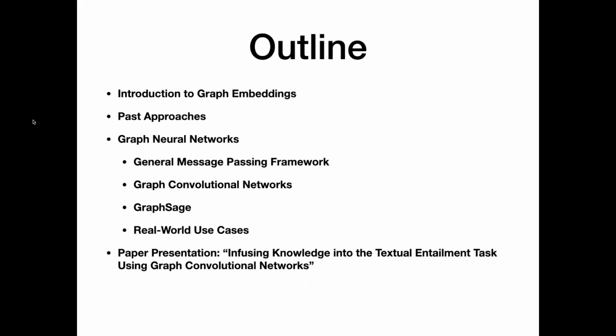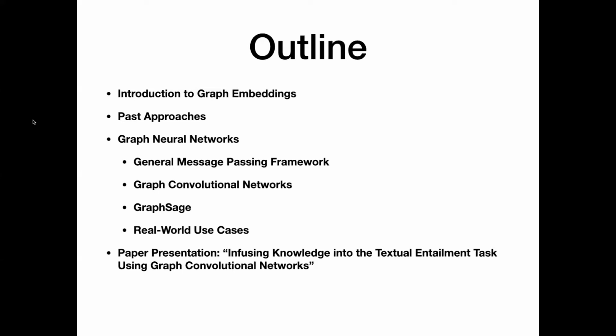So this is the outline of what I will talk about today. I will start by giving a very brief introduction to graph embeddings. I will give a very brief presentation of the past approaches, and then I will get into graph neural networks, and we will see the general message passing framework. We will see graph convolutional networks, GraphSAGE, which are two very popular models. And then just as a curiosity, I will present a few real world use cases. And finally, we will talk about the paper that we will discuss in the next group meeting.